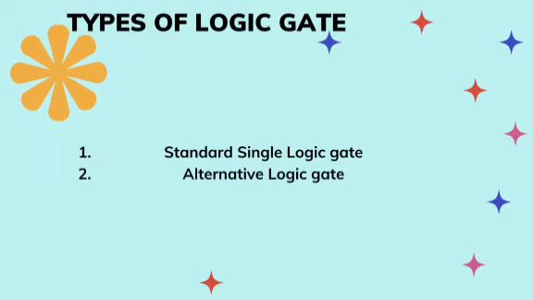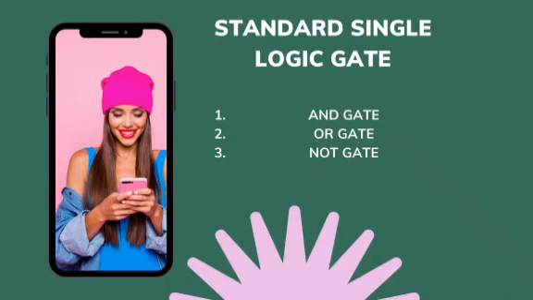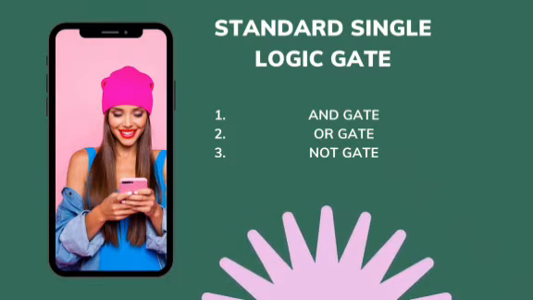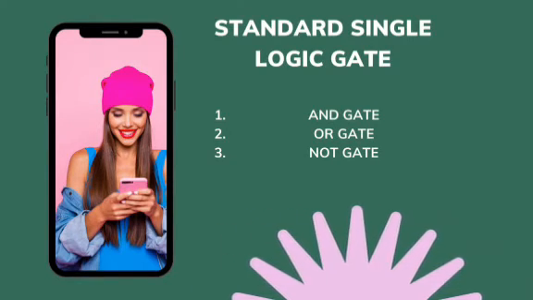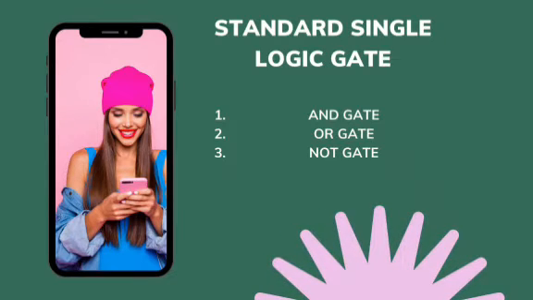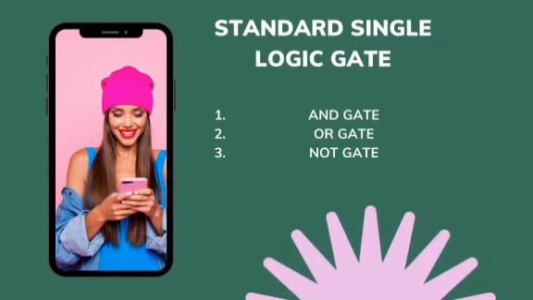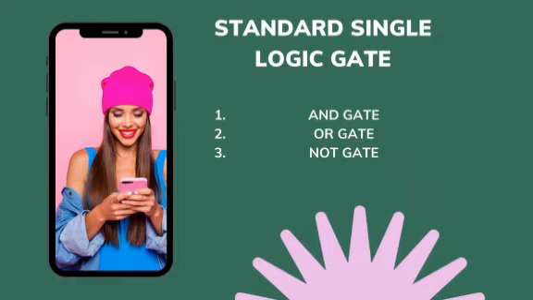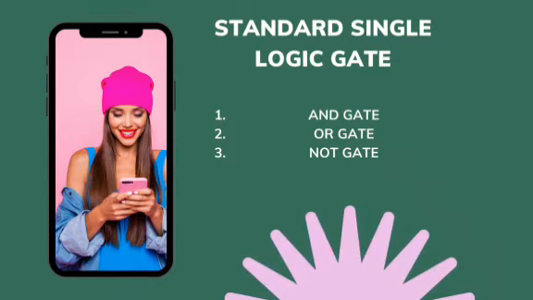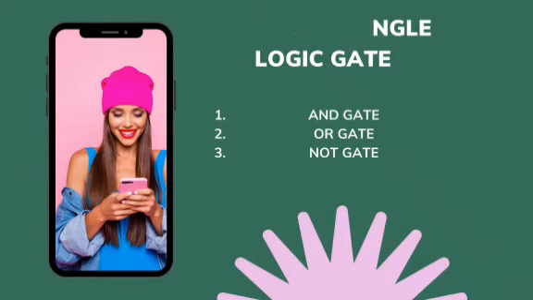But just to have a brief recap on what we discussed on standard single logic gates, we talked about their examples. We emphasized extensively on the AND gate, the OR gate, and the NOT gate. We said the AND gate is a gate that produces a high output if all inputs are high, and produces a low output if one or more are low. We talked about the OR gate and the NOT gate.